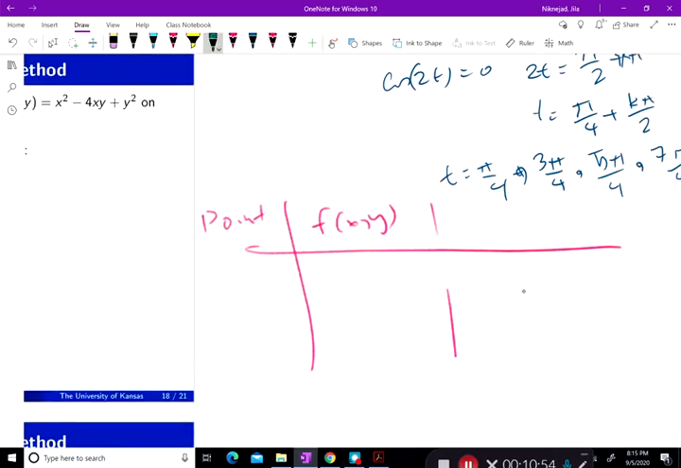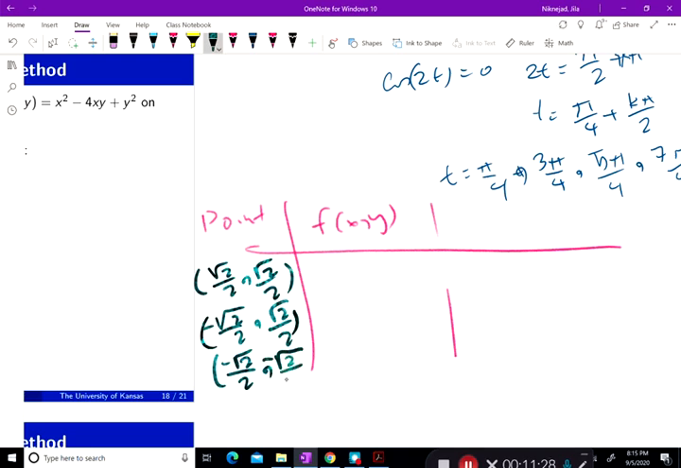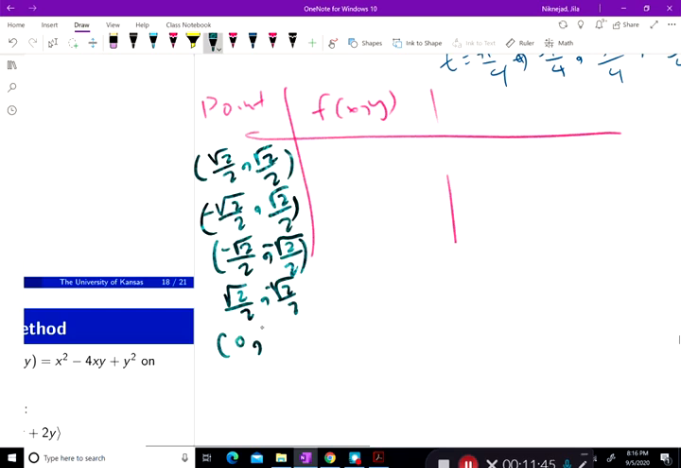If I plug in t equal to pi fourth into cosine of t and sine of t, the point is going to be square root of 2 over 2 and square root of 2 over 2. If I plug in 3 pi fourth, I get negative square root of 2 over 2 and square root of 2 over 2. Then the other one is going to be both of them negative. And then the last one has y negative. And there is one more, that would be the critical point of the function inside. Now, plug all these points into the function and see which one's biggest and which one's smallest.